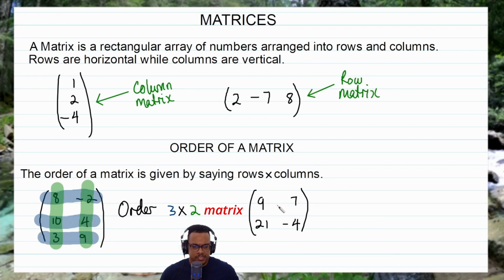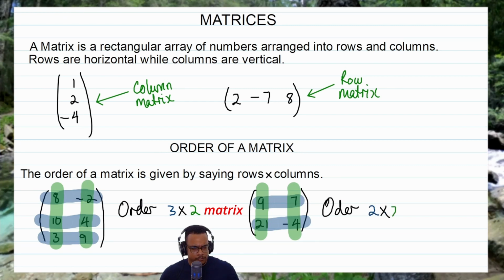So in this matrix here, I have 1, 2 rows and 1, 2 columns. So the order of this matrix will be a 2 by 2 matrix. That's because we have 2 rows. Rows are horizontal, 2 rows horizontal, and 2 columns. Columns are vertical, so we have 2 columns vertical.